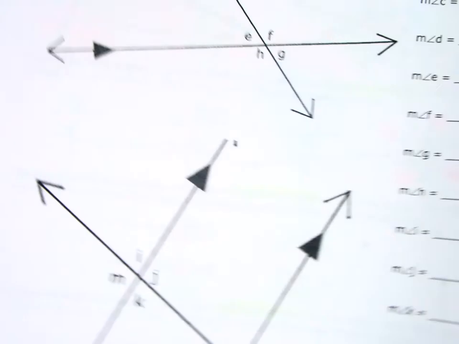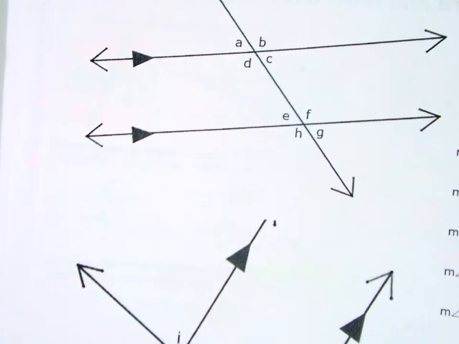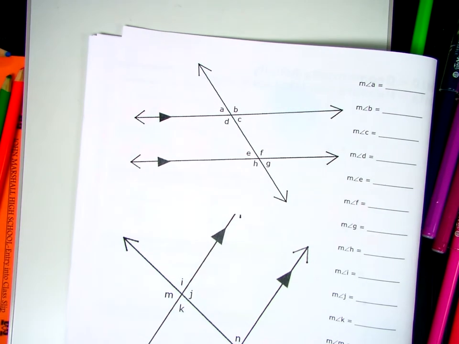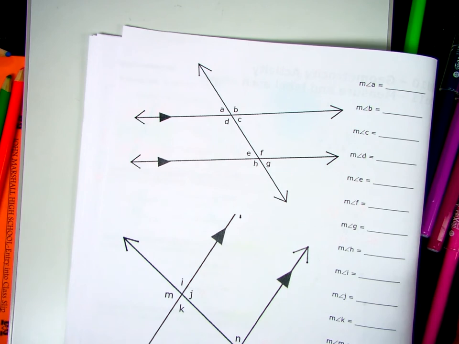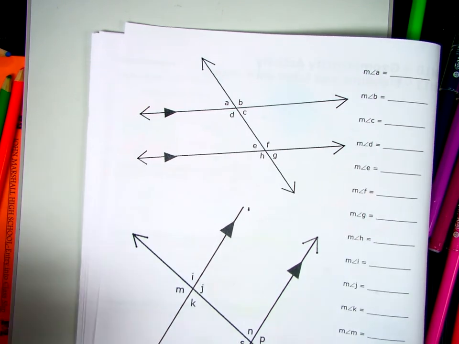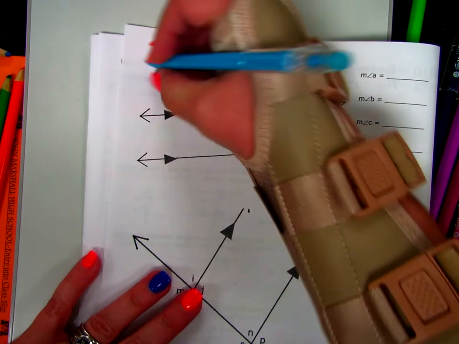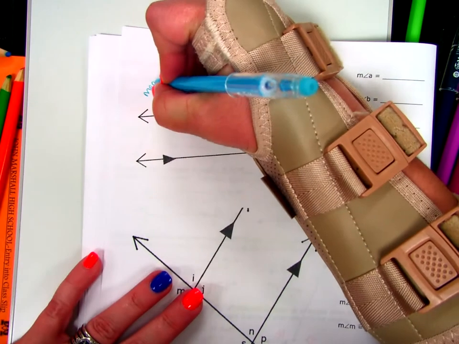All right. So now I'm going to come back here. We're going to measure these. What's the difference now? I still have two lines crossed by a transversal, but this time I'm going to have parallel lines. How did you know they were parallel? They have the little arrows. These triangles here mean parallel, in case you forgot.